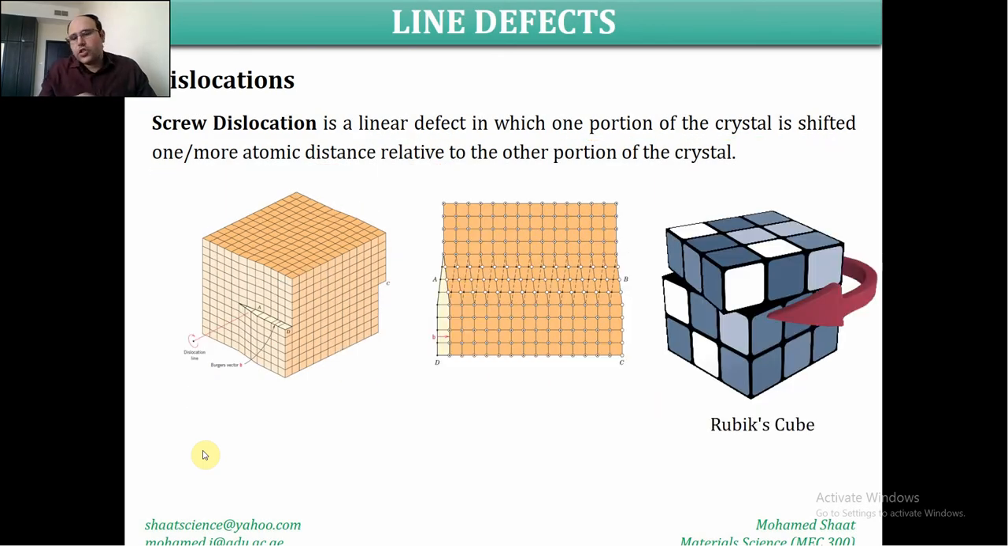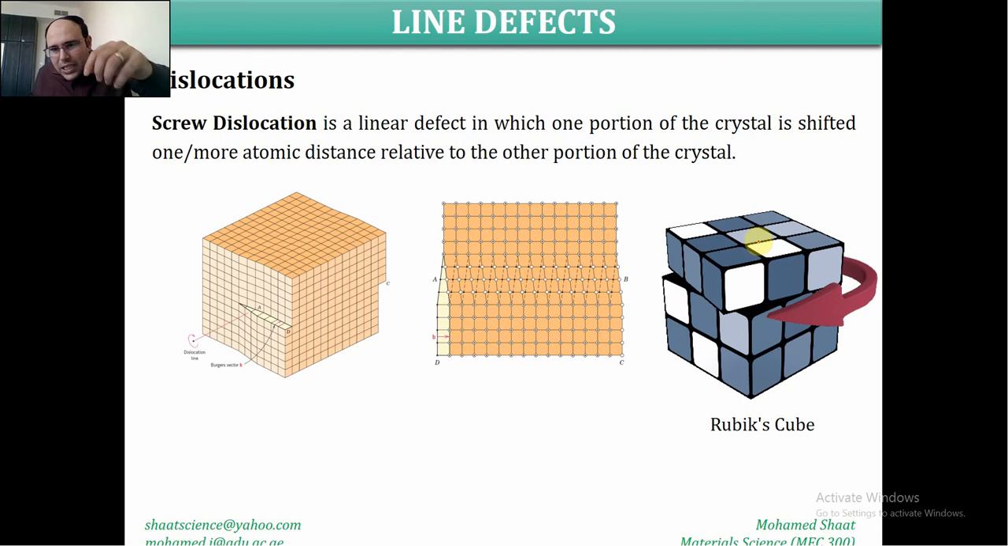This is very similar to the Rubik's Cube. If, for example, you have one layer of this cube and give it a rotation with respect to the other portion, this is edge dislocation. I'm sorry, this is screw dislocation. It is very similar to the Rubik's Cube, since one portion of the crystal is shifted with respect to the other portion. But there is a little bit of difference. I just put the Rubik's Cube here to help you understand what a screw dislocation means, but you should understand that this top portion is not physically rotating like the Rubik's Cube.